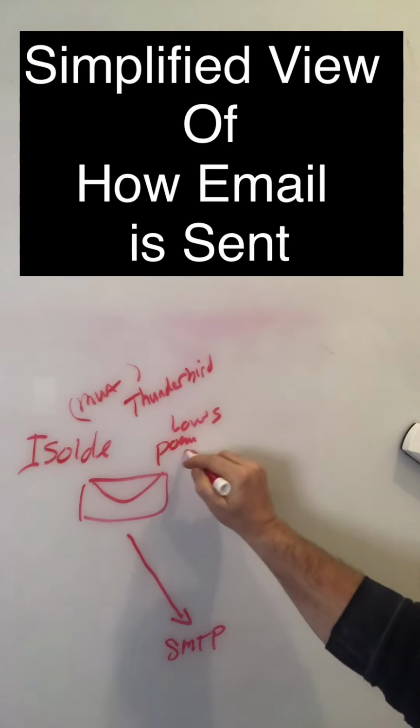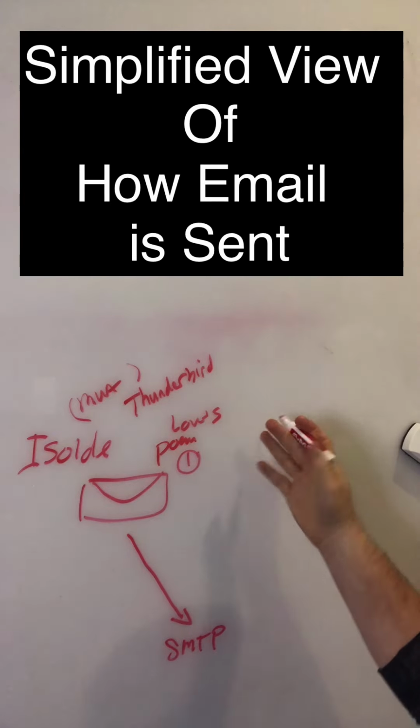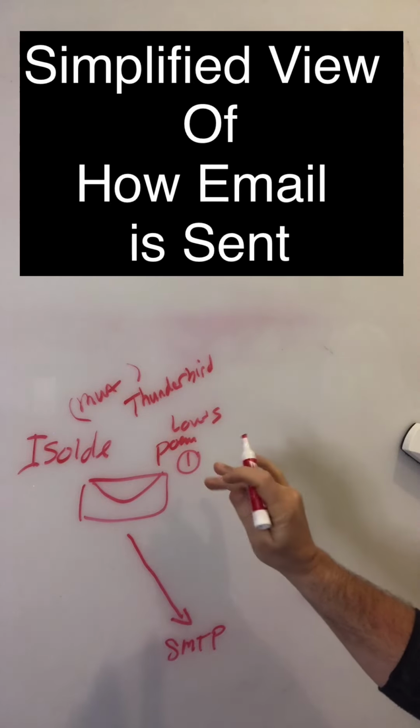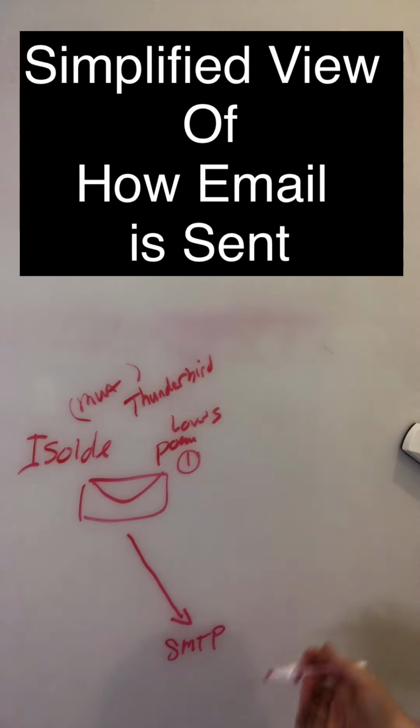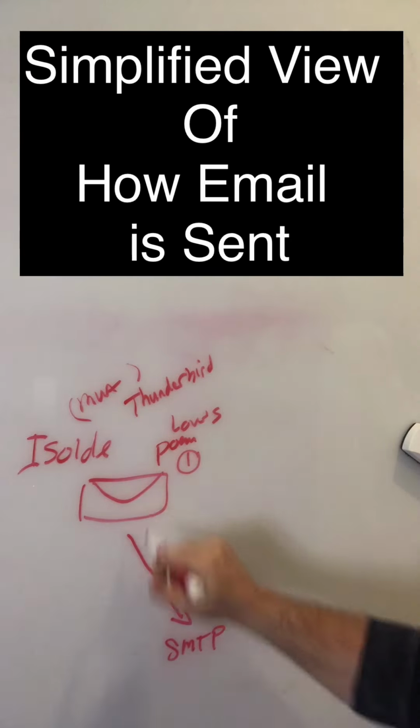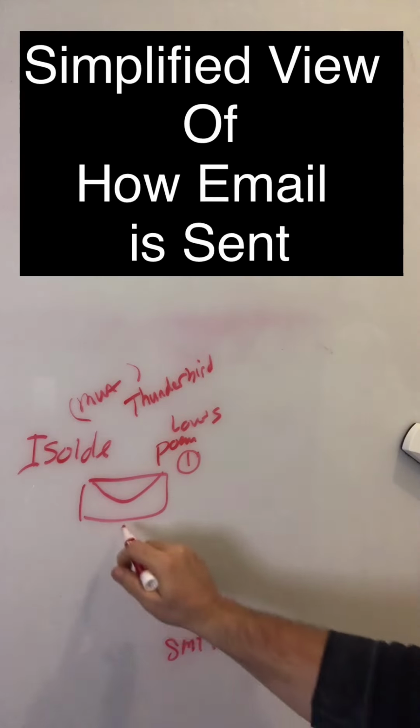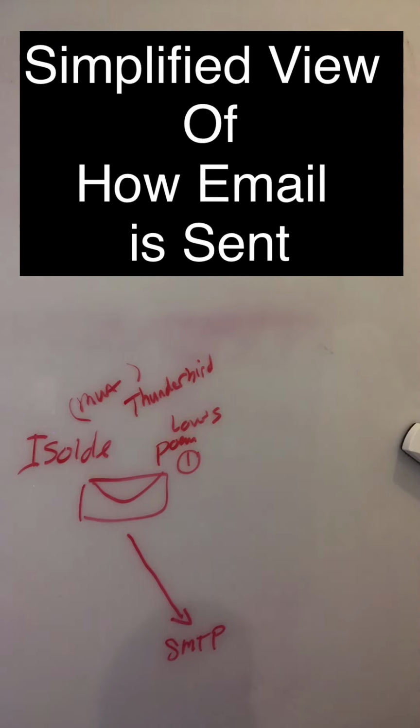So I'm going to number these. Number 1, she writes the email. Now at this point it could be HTML, it could be text, could be a mix, doesn't matter. She could attach pictures, all that's there inside the email. It gets packaged up and it gets sent to an SMTP server.